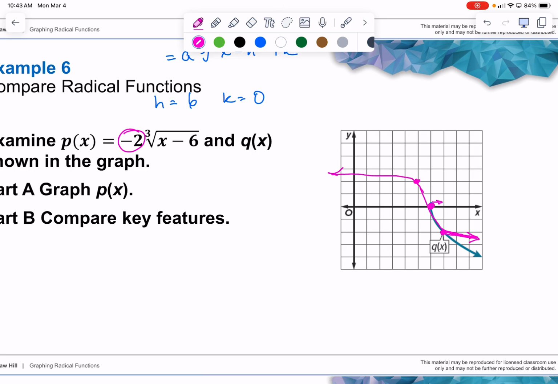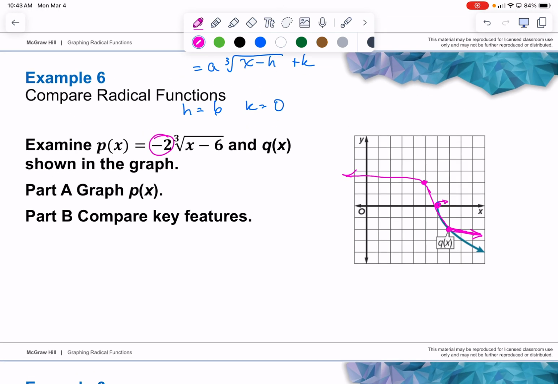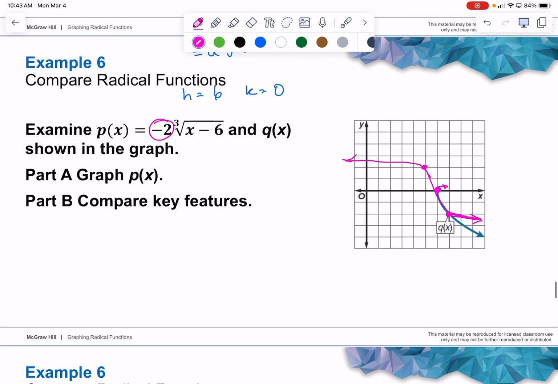Okay, so what do you see about P of x? Well, it's a cube root function. What about Q of x? What type of function is that? It's a square root function, right? Because it has a definite start and stop.